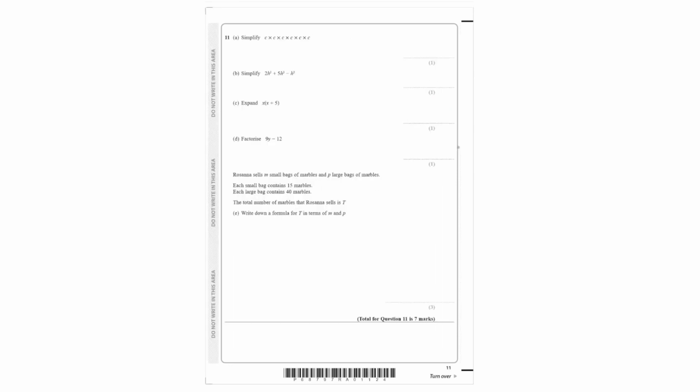In 11, simplify c times c times c times c times c times c. When multiplying powers, these are all to the power of 1, we simply add them. So we get c to the power of 1 plus 1 plus 1 plus 1 plus 1 plus 1. So that's c to the power of 6. Simplify 2h cubed plus 5h cubed minus h cubed. So the coefficient of h here is 1. So you simply write 2 plus 5 minus 1 to h cubed. So 2 plus 5, that's 7. 7 minus 1 is 6. So we get 6h cubed.